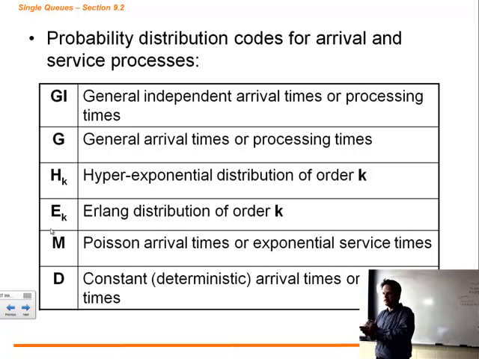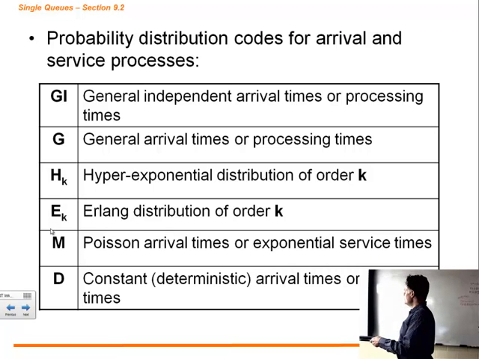That's all you know. Here, G is general arrival times and processing time. So what I say for arrivals is also true for processing. G, general: you have no information whatsoever, it's completely arbitrary how arrivals come in and how things are processed. And if you have G's in either place or both slots, then you can't say a whole lot about the queue. You can say some general things, but you can't say a whole lot.